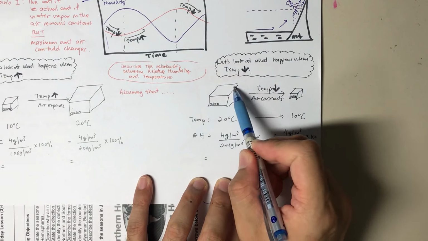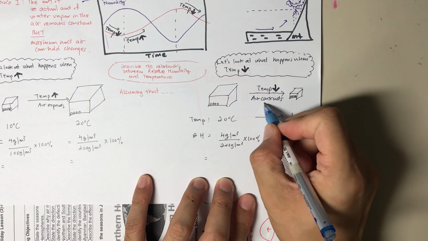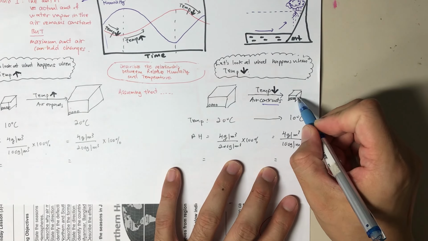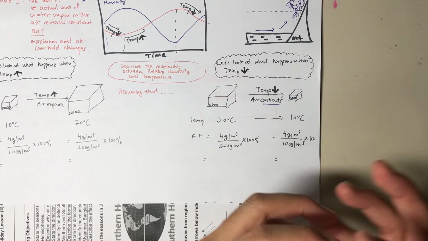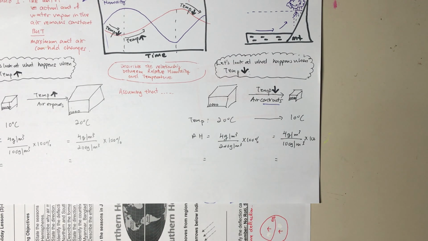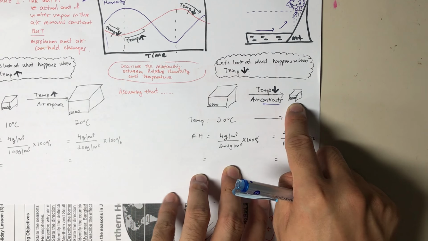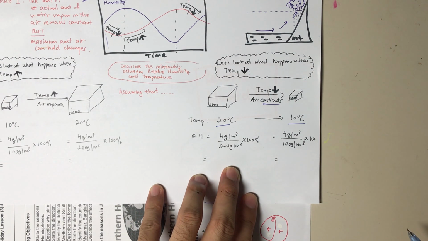Now, let's say this is the block of air we are talking about. When temperature drops, basically there is contraction. The whole thing becomes smaller in volume. However, the amount of water vapor did not change. Only the volume changed when temperature decreased. Contraction causes volume to reduce, from 20 degrees to 10 degrees.